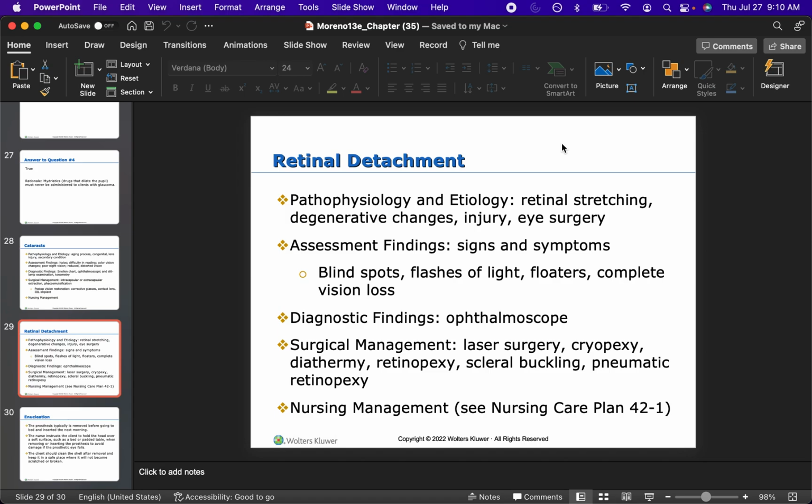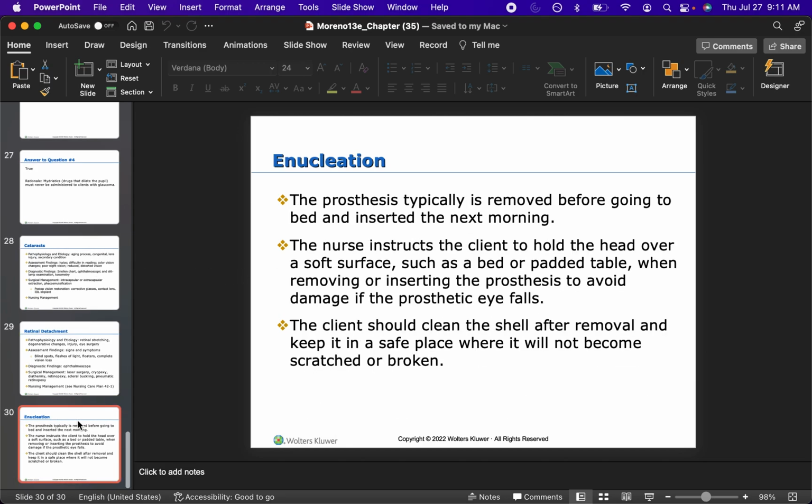Basically what can happen is retinal stretching and degenerative changes. I've usually seen it in just an injury. Signs and symptoms are blind spots, flashes of light, floaters, or complete vision loss. Here again, we'd want to scope, and then there's a lot of surgical management. This one has to be done surgically to fix. But again, retinal detachment, especially as an injury, is a very severe thing because it could potentially lead to blindness.